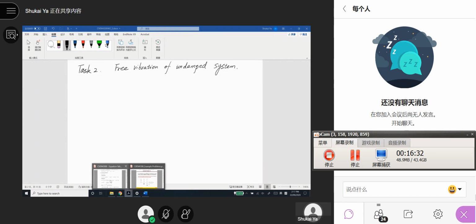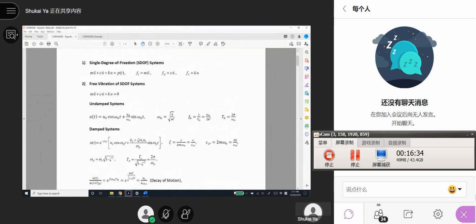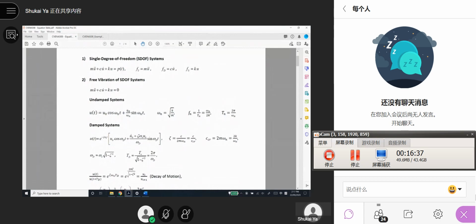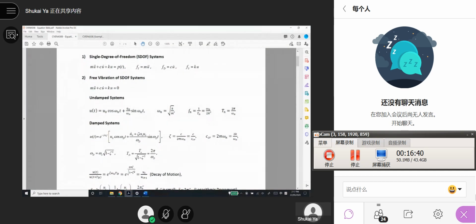Let's check the equation table. This equation table is pretty useful. During this tutorial, I will always follow this equation table and set the correspondence between the question and this equation table. Last week, we explained how to get the equation of motion for an SDOF system, is this one. As long as we get the mass, the damping coefficient, and the stiffness, then we can get the equation of motion.